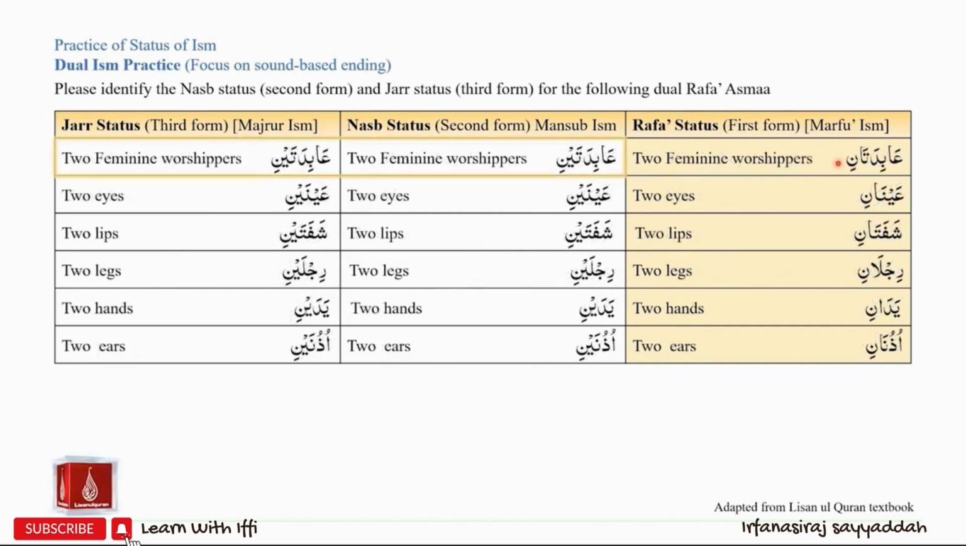Abidatani, abidataini. Ainani, ainaini. Shafatani, shafataini. Rijlani, rijlaini. Yadani, yadaini. Uzunani, uzunaini.